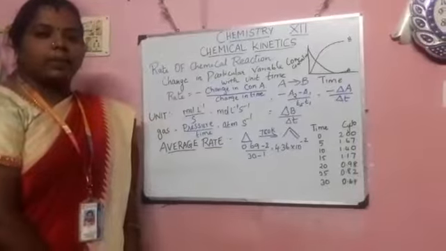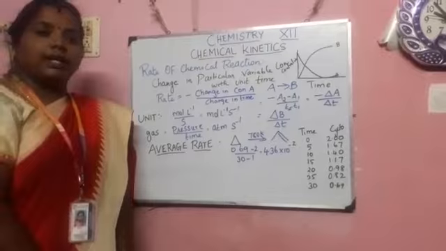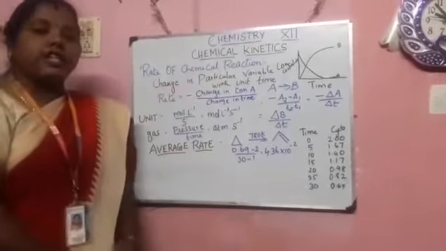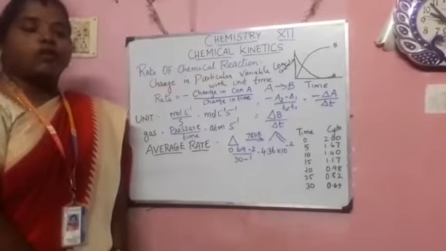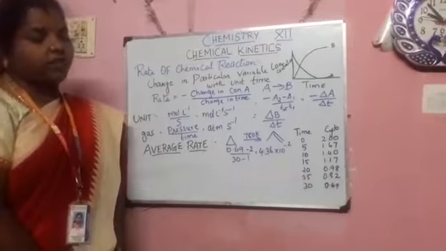Today for the 12th standard, the topic I am going to explain is chemical kinetics. In chemistry, we deal with the chemical reactions between the elements. The topic chemical kinetics deals with finding the rate of the chemical reaction. Rate means speed. Whether it is a slow reaction or a fast reaction, we have to find it.